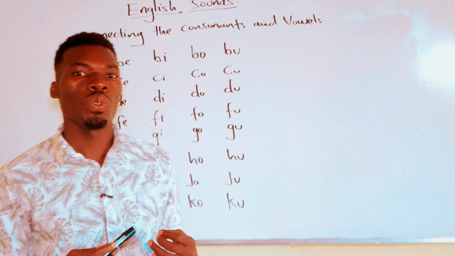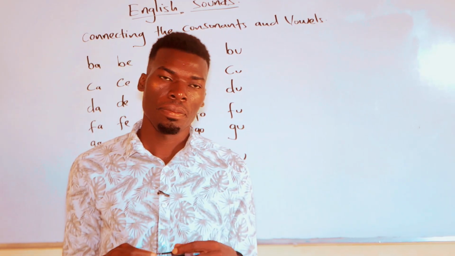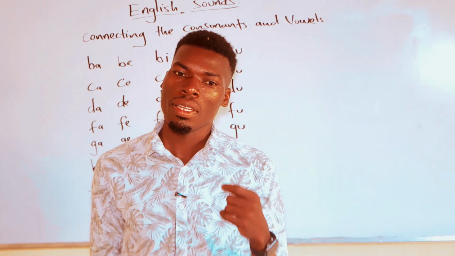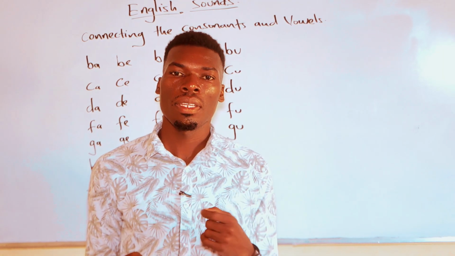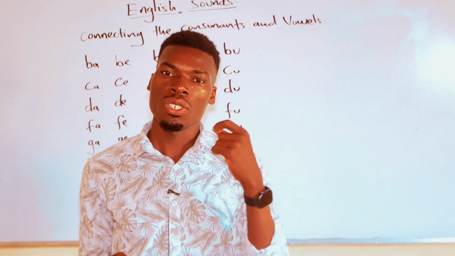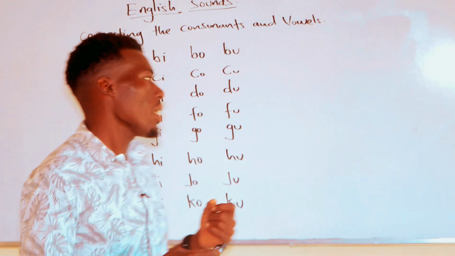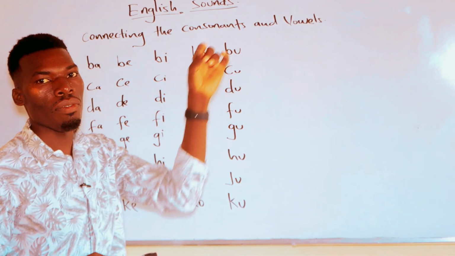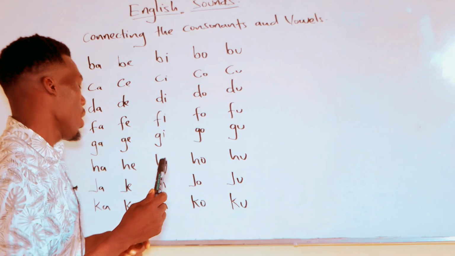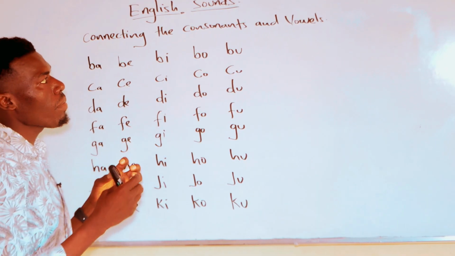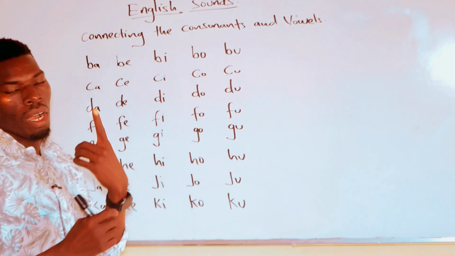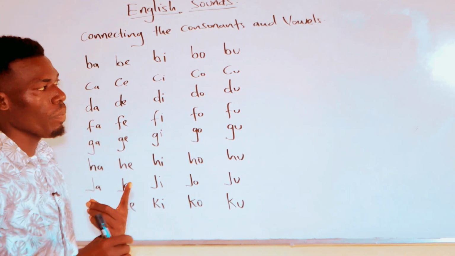Let us continue with our lesson. Now, let us look at another special thing in English sounds, and that is connecting the consonants and vowels. So now we have connected the consonants and vowels to come up with a syllable.